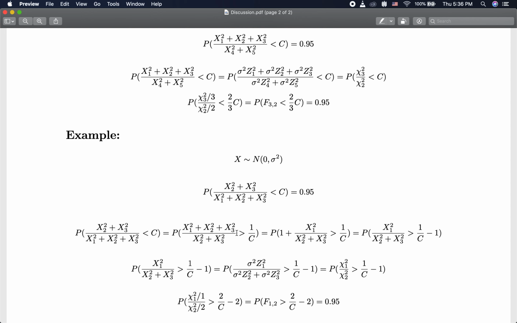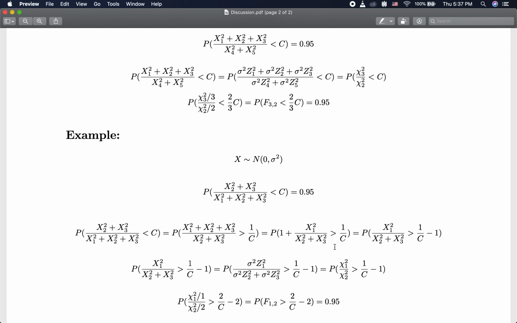Now we are going to push x2, x3 outside this fraction. So we will have a copy of 1 plus this copy here, and the numerator is left with only x1. So we have 1 plus this term greater than 1 over c. Now this term has numerator and denominator that are independent. Now we move the 1 to the right-hand side, so we have 1 over c minus 1. The probability stays the same.